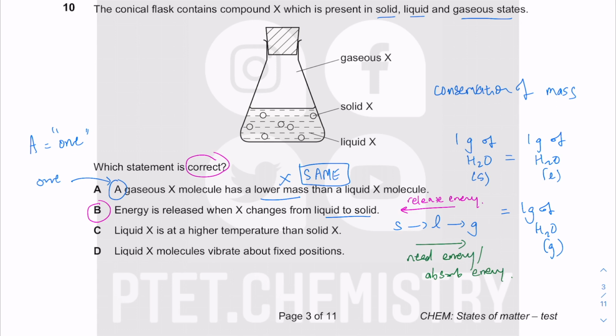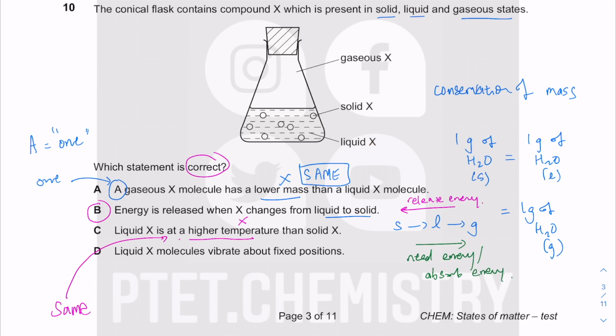Liquid X is at a higher temperature than solid X. That is not true, because despite having more kinetic energy in the liquid state, when you think about it, you are not heating one thing or the other. They both have the same temperature here, because you have the solid X inside liquid X as well. So eventually the temperature will equilibrate and they will come to the same temperature.